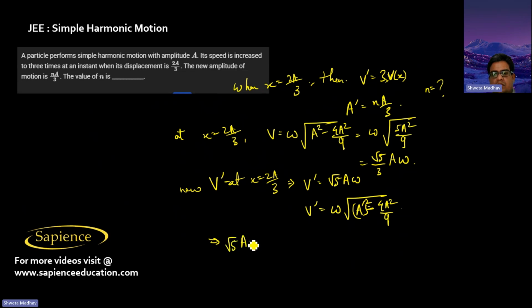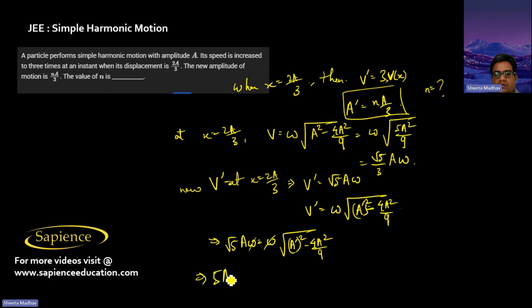root 5 into omega is equal to omega root over a dash square minus, where a dash is the new amplitude, which is na by 3, so minus 4a square by 9. So omega will get cancelled, then we can square both sides. So it is 5a square, that is equal to a dash square minus 4a square by 9.